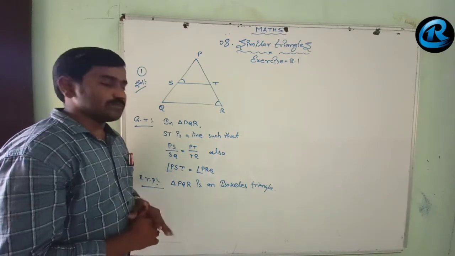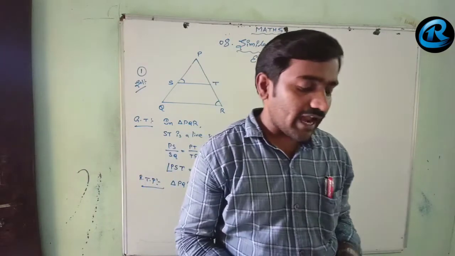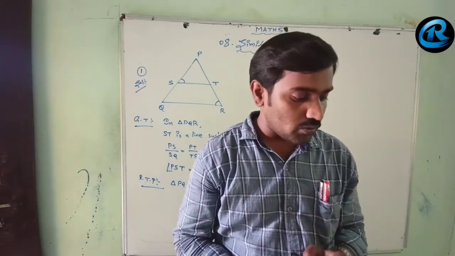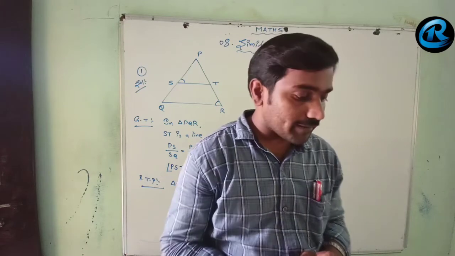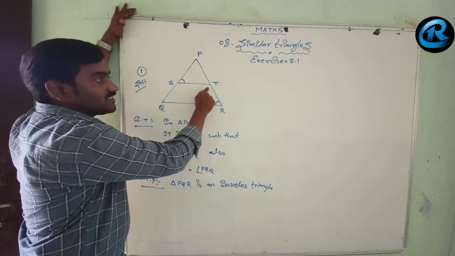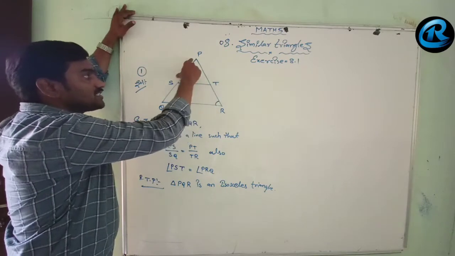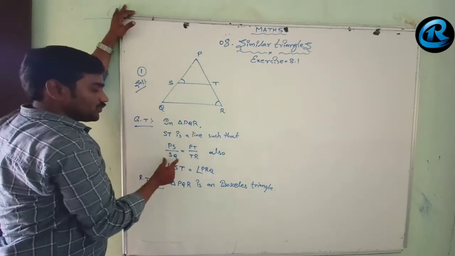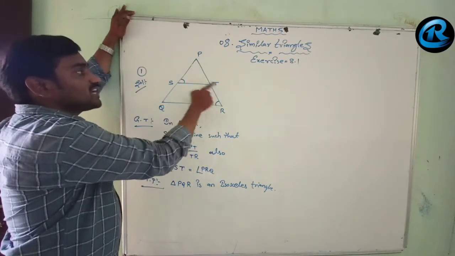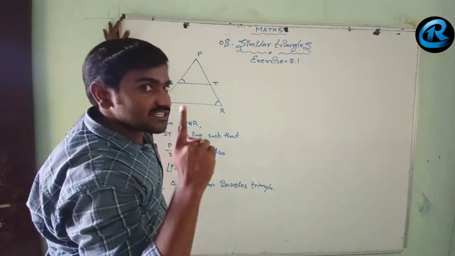Given that a figure I have written already, let us see what is the question in the textbook. In triangle PQR, ST is a line such that PS by SQ is equal to PT by TR. So, in triangle PQR, ST is a line such that this line is dividing these two sides in the same ratio, like PS by SQ is equal to PT by TR. If a line divides two sides in the same ratio, then the line is parallel to the third side. This is the Converse of BPT Theorem.